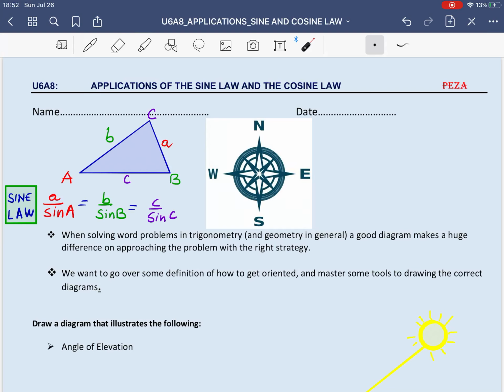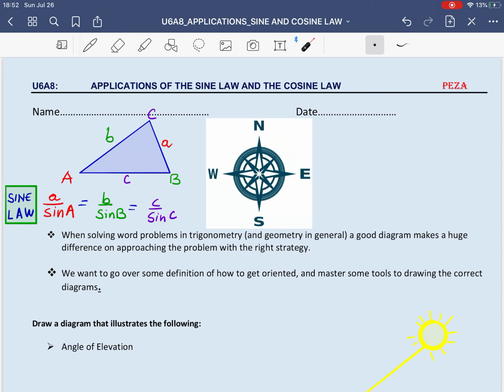Hello and welcome. In this lesson, we will talk about some applications of the sine law and the cosine law. Remember that in order to solve right-angle triangles, we always use SOHCAHTOA. And to solve non-right-angle triangles, we use the sine law and the cosine law.